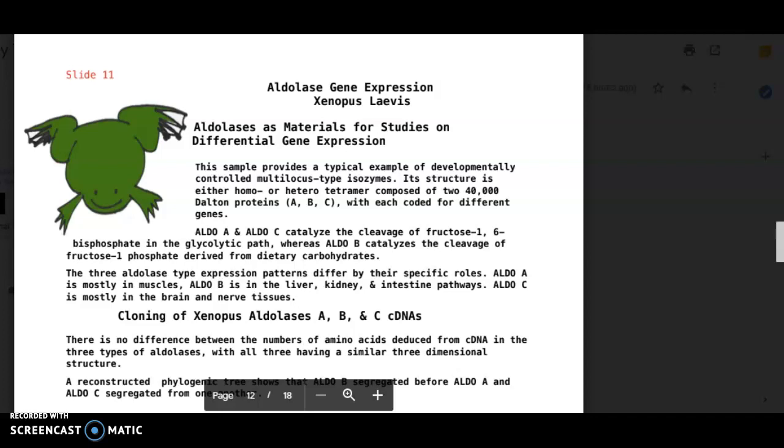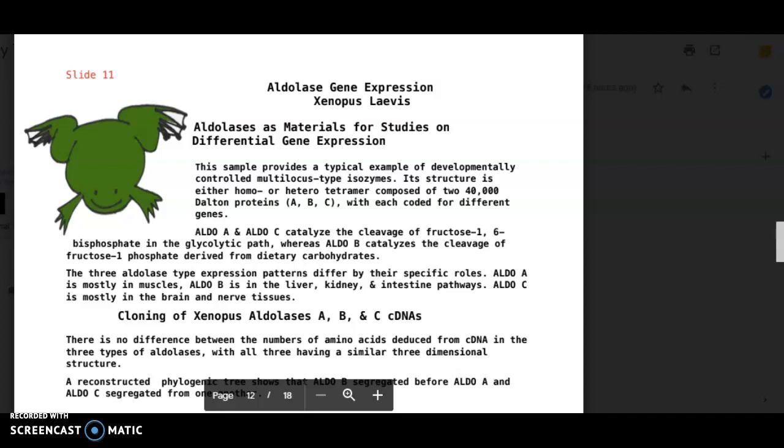So, aldolases as materials for studies on differential gene expression. Aldolase, fructose 6-bisphosphate aldolase, provides a typical example of a developmentally controlled multilocus type isozyme. Its functional form is either homo- or hetero-tetrameric, composed of two or three different 40,000 Dalton proteins, A, B, and C, each coded by a different group of genes.